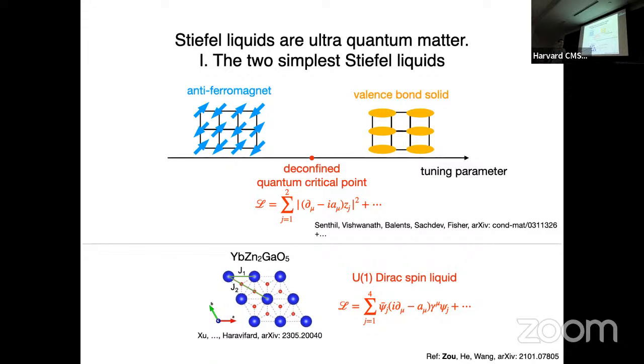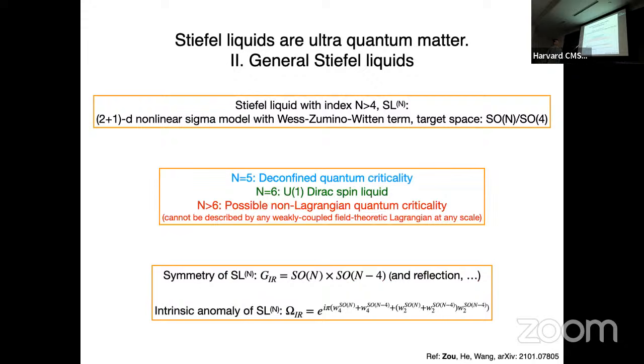In terms of effective physics, it can be viewed as four flavors of gapless Dirac fermions coupled to an emergent U1 gauge field in 2+1D. Recently, there are some experimental programs which may have found this U1 Dirac spin liquid. Okay, these are the two simplest stiefel liquids. Now let's look at the general stiefel liquids proposed in this paper.